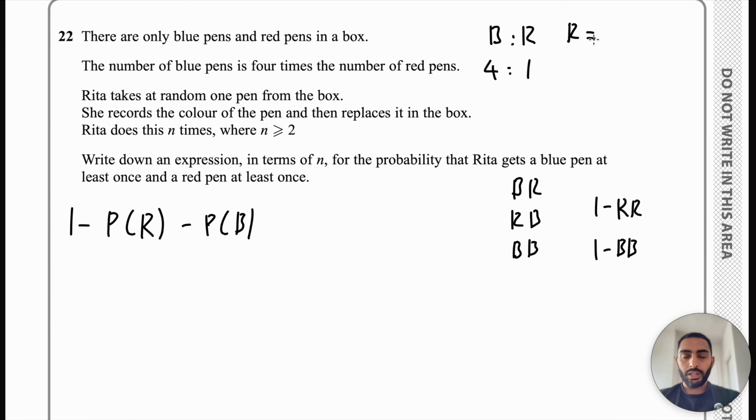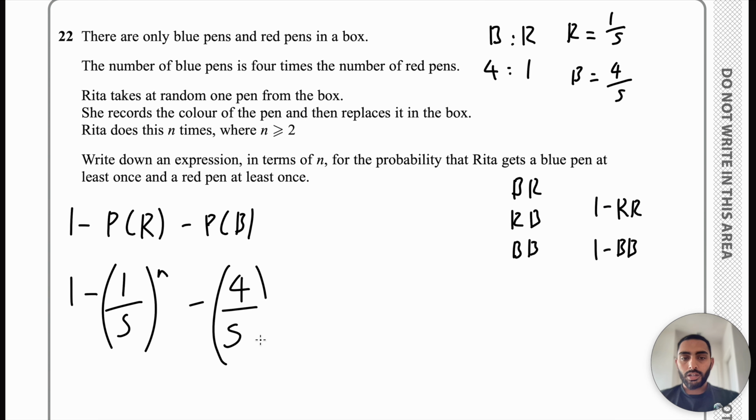So red would be equal to 1 out of 5 altogether. And for blue, it would be 4 out of 5 altogether. So we're doing 1 minus, for the probability of red, it's 1 over 5. And because we don't know how many times it's happening, we're going to raise it to the power of n. So this just means it's 1 over 5 times 1 over 5 times 1 over 5 times 1 over 5 repeatedly, but we don't know how many times it is. And I'm going to do the same thing with the blues. So it's minus 4 over 5 to the power of n. So it's the same as that one. And I can't simplify that, so I would just leave it like that.